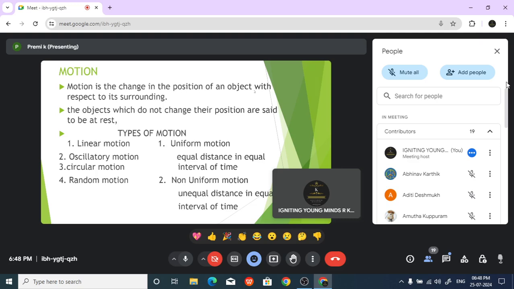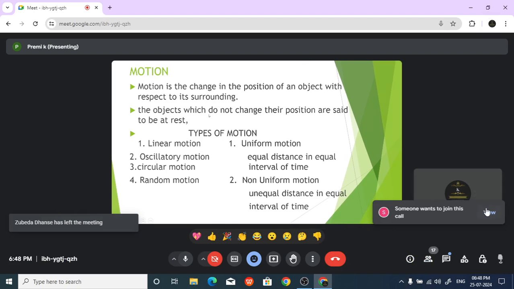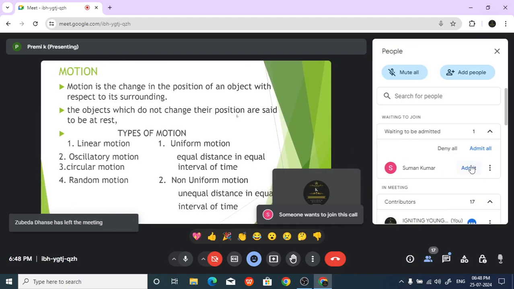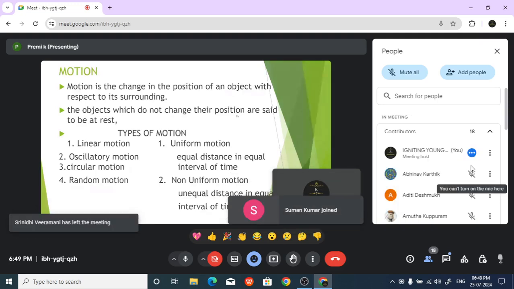It is very simple. Motion is the change in position of an object with respect to its surroundings. The object which is not in motion is said to be at rest. The objects which do not change their position are said to be at rest. Based on some types, motions are of different categories. They are linear motion, oscillatory motion, circular motion, and random motion.